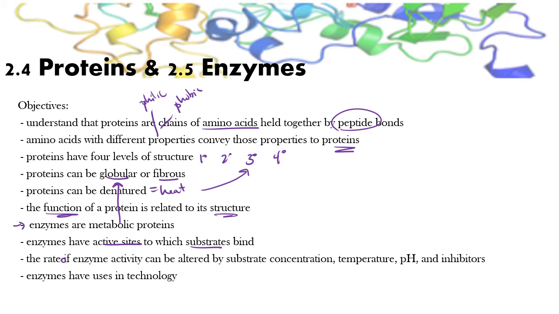Look at that typo. Rate of enzyme activity can be altered by the substrate concentration, by temperature, by pH, and inhibitors. We have 2 different kinds of inhibitors. We have competitive and non-competitive. Competitive inhibitors bind to the active site. Non-competitive inhibitors bind to an allosteric site, the one that's over there.